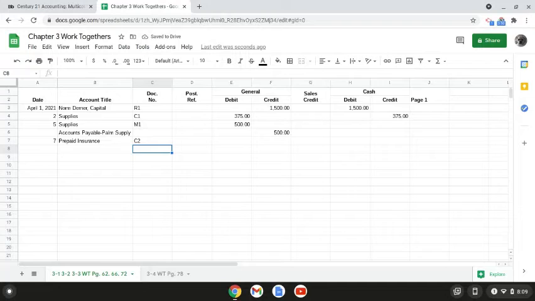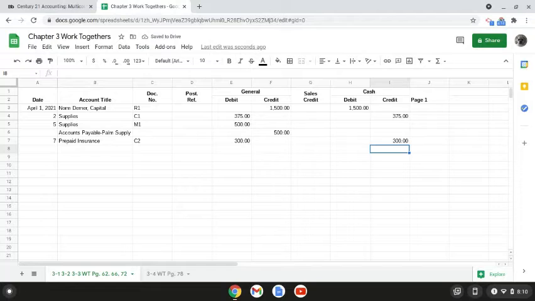Now we have to figure out what account gets debited and what account gets credited. The transaction read that we paid cash for insurance and the amount was $300. Anytime that we pay cash for something, that means that our cash account is going down or being decreased. So for this transaction, we are going to debit prepaid insurance for $300. And then we're going to credit cash for the same amount.